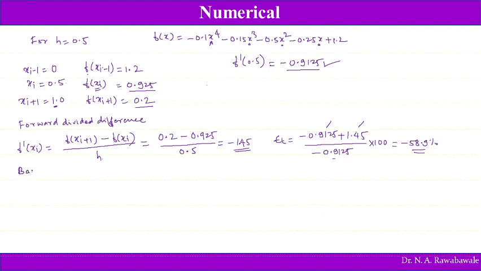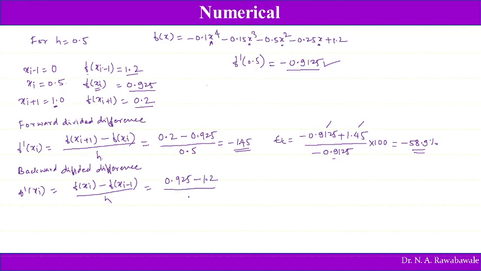So now we again obtain this by the backward divided difference formula. Backward divided difference: f dash of xi is equal to f of xi minus f of xi minus 1 divided by h. So here f of xi is 0.925 minus f of xi minus 1, which is 1.2, divided by the h value 0.5. If we obtain this, it is going to be minus 0.55. So this is the first derivative at 0.5.